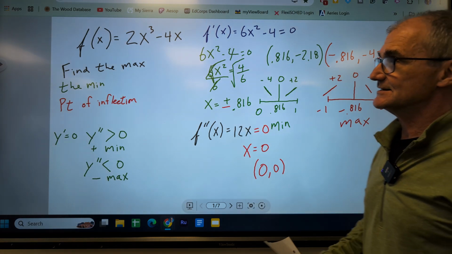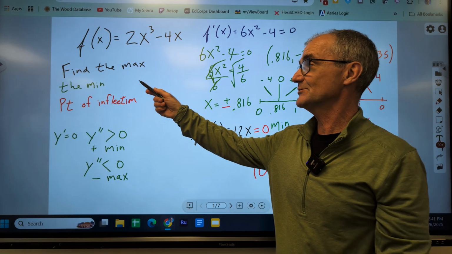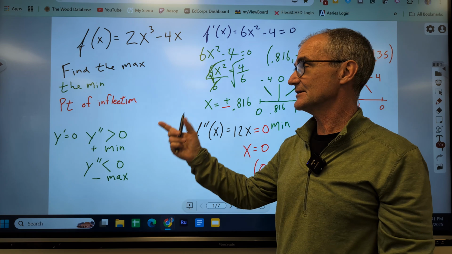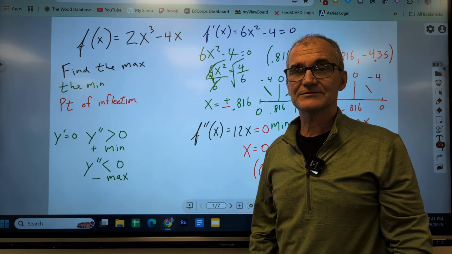So a lot of information here. The main ideas, again, for a calculus class was find the maximum and the minimum, figure out concavity up or concavity down, and then find a point of inflection.